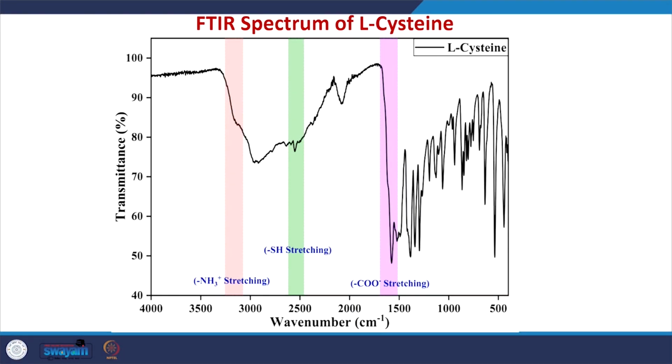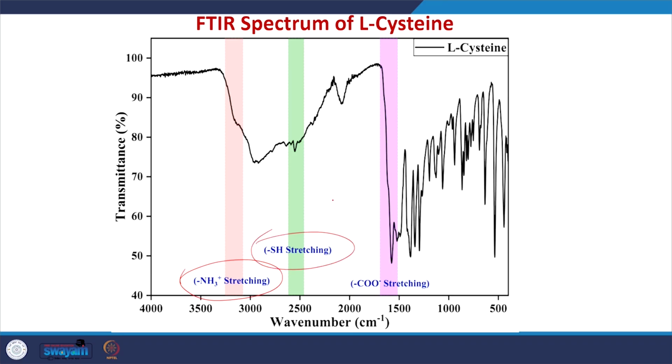This FTIR spectrum of L16 shows the characteristic vibrational modes of functional groups present in the molecule. Amine stretching is highlighted in pink color. This peak corresponds to the stretching vibration of the primary amine group in L16. It indicates the presence of an amino group.